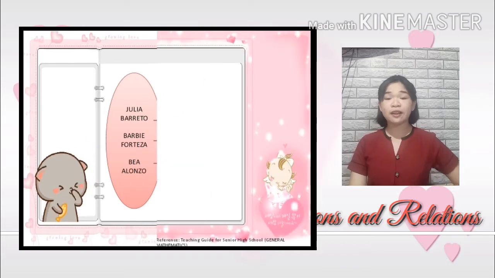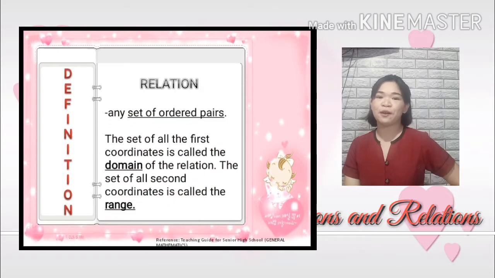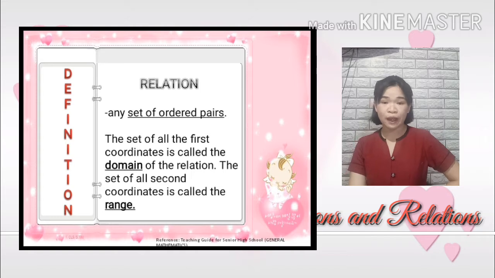So by definition, relation is any set of ordered pairs. So relation is set of ordered pairs, meaning we have pair of numbers. However, they come in sets. So the set of the first coordinate is called the domain of the relation, or the abscissa, or the x. And then the set of all second coordinates is called the range. So some terms is y or the ordinate.